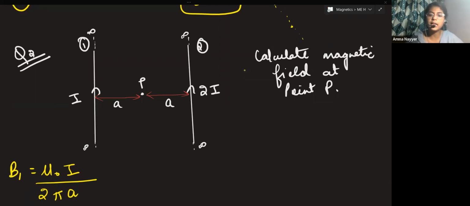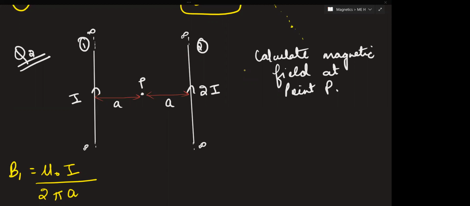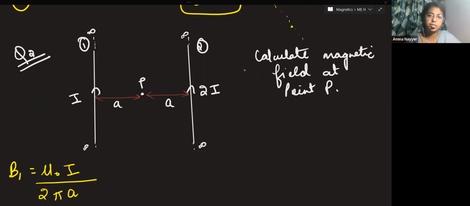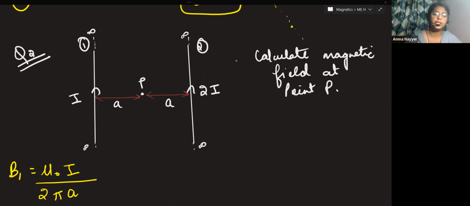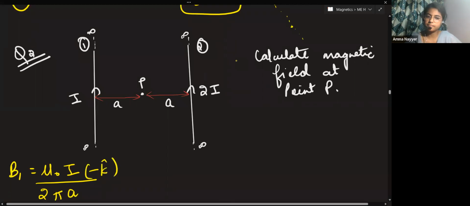Anushka, can you answer the direction? Outwards, inwards, k cap, j cap? Use your right hand and answer. For the first wire, just the first wire. Okay, fine. It will be into the plane. Yes, correct, inwards. So I'll write minus k cap for this. Perfect. This much Tesla is B1.